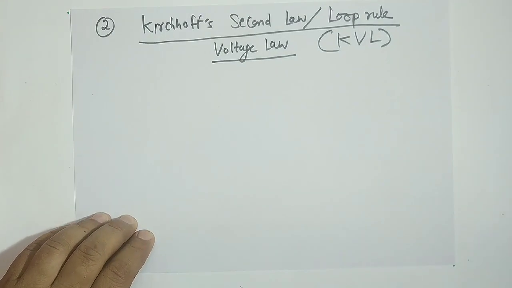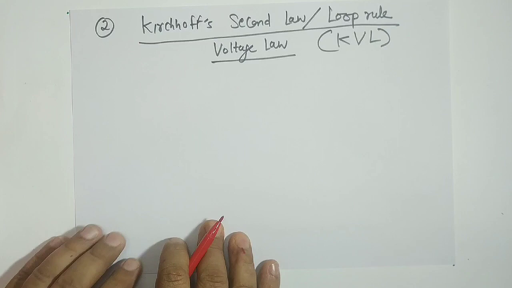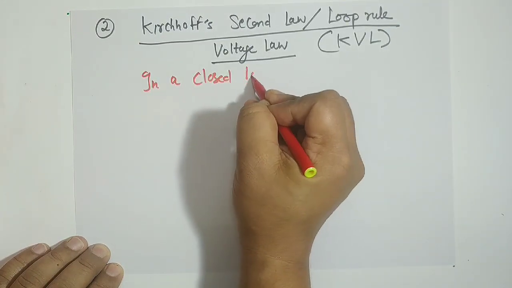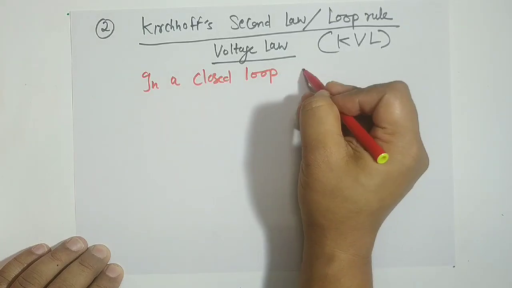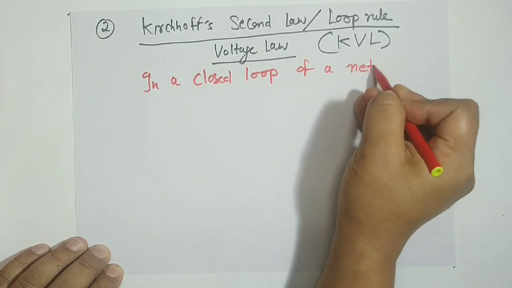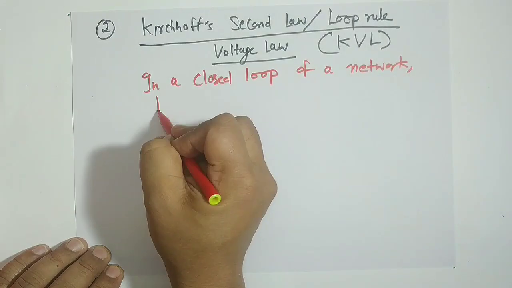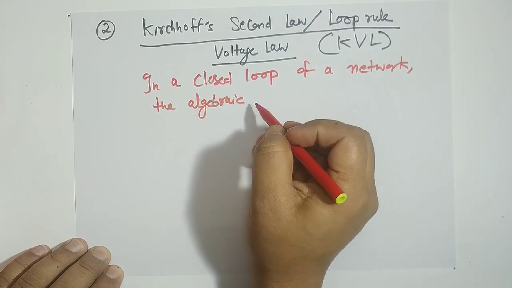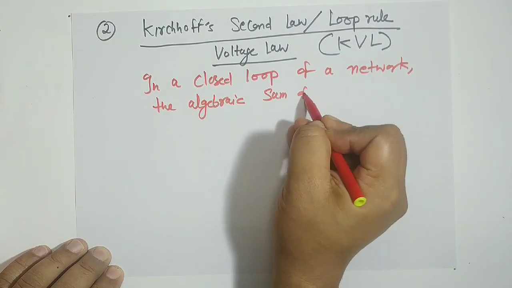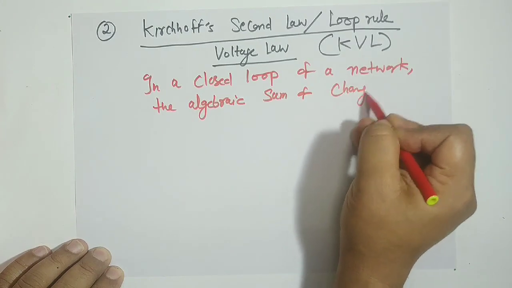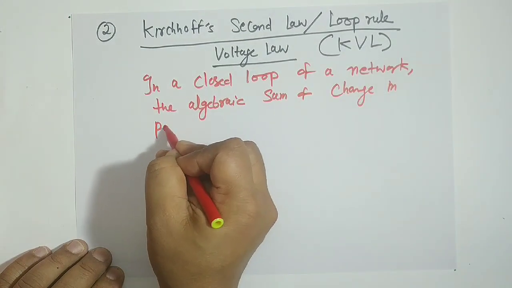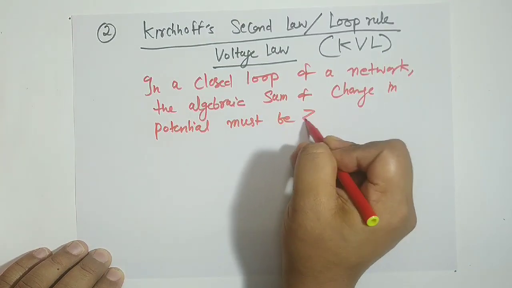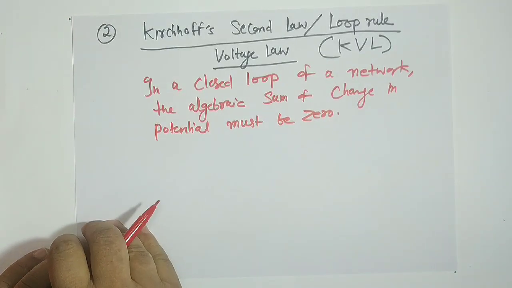Now what is this? The statement is very simple: in a closed loop, you have to always take a closed path. In a closed loop of a network, the algebraic sum of changes in potential must be 0. That is, the total potential difference must be 0. Sum of the potential differences, we can directly write.